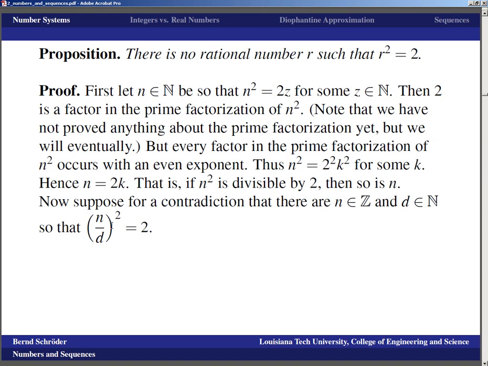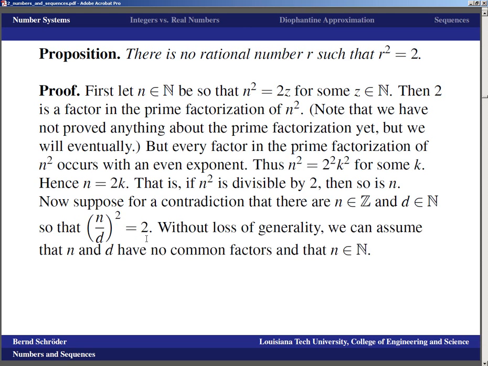So let's just assume right now that (n over d) squared is equal to 2. Without loss of generality, we can assume that n and d have no common factors and that n is a natural number, because the square erases negative signs, so it doesn't matter if we have negative signs inside the square. We also know from the way rational numbers work that we can take a fraction in what is called lowest terms, and that means numerator and denominator have no common factors. But that would then mean that n squared is equal to 2d squared, right? Just multiply the d squared over.